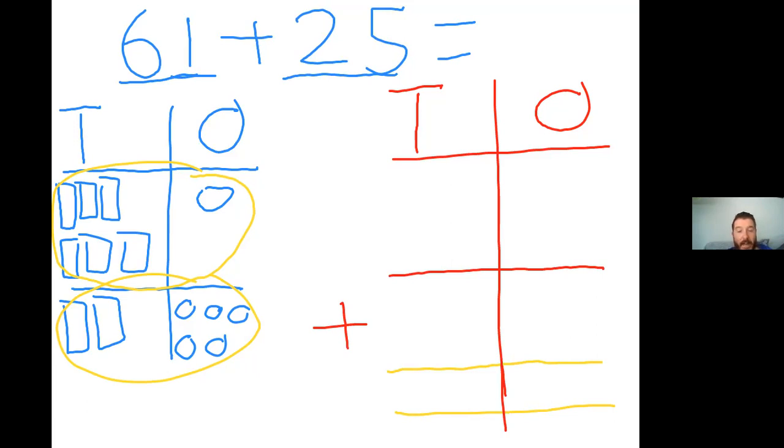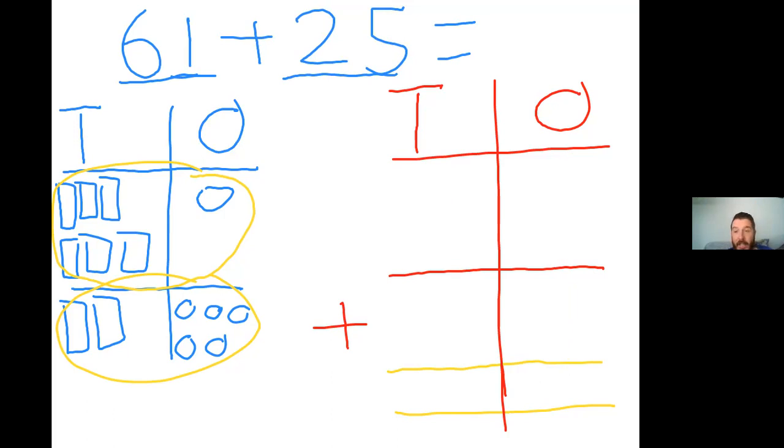So we've got 61 and 25. Now, the most important thing we need to remember here is that the tens need to be in a vertical line going down. They need to be in the same place. If one tens is here and one tens there, we're not going to get the right answer. And that's the same with the ones. So the tens need to go vertically down and the ones need to go vertically down. Okay?